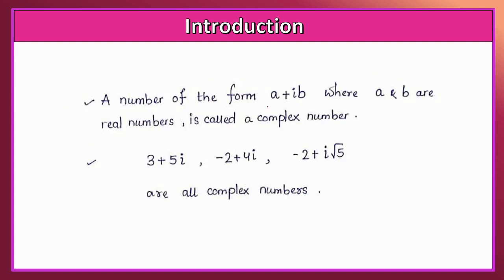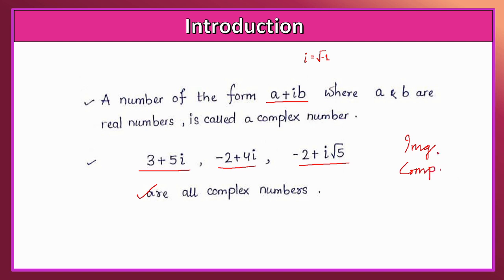A number of the form a plus ib, where i is nothing but iota or root of minus 1, and a and b are real numbers, is called a complex number, such as 3 plus 5i, minus 2 plus 4i, minus 2 plus i root 5. So these are complex numbers. So now we have seen two types of numbers, imaginary number and complex number.